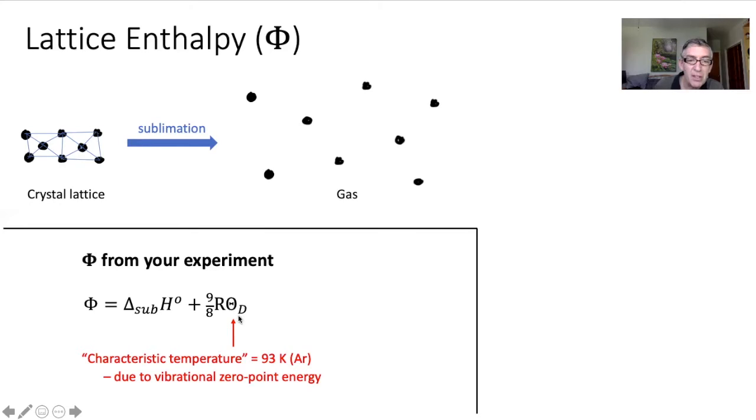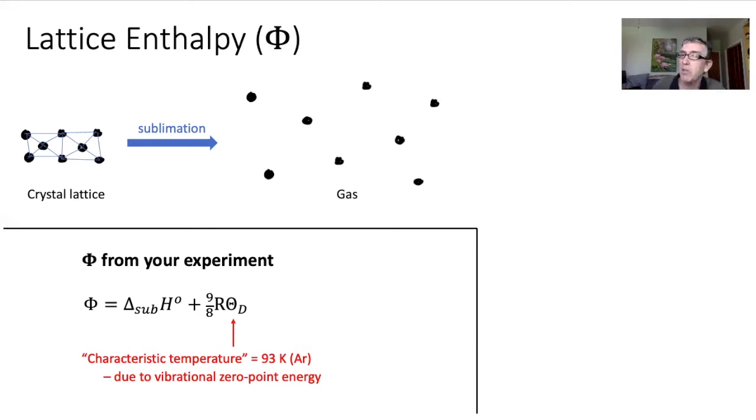This capital theta D is a constant that's been tabulated for argon. It's called the characteristic temperature, also called the vibrational temperature. It's not really a temperature. It's simply a constant that has units of Kelvin. That's why we say temperature, but it's really just a constant. It happens to be 93 Kelvin for argon. So you can combine that with your enthalpy of sublimation and you'll have your lattice enthalpy. Okay.